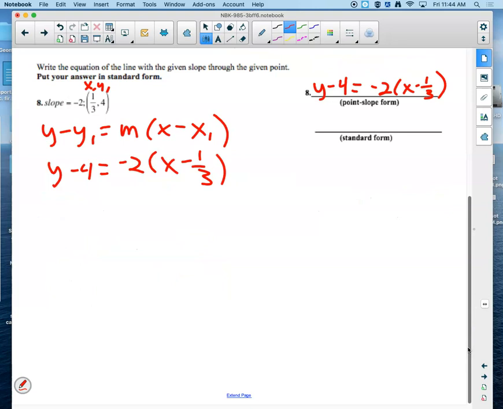But we're obviously not done, right? So what do you want to do? Yep. So negative 2 times x is negative 2x. Negative 2 times negative 1/3 is positive 2/3.